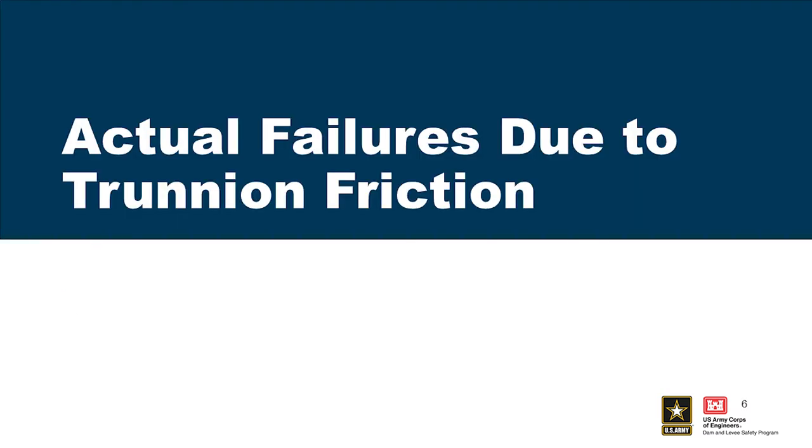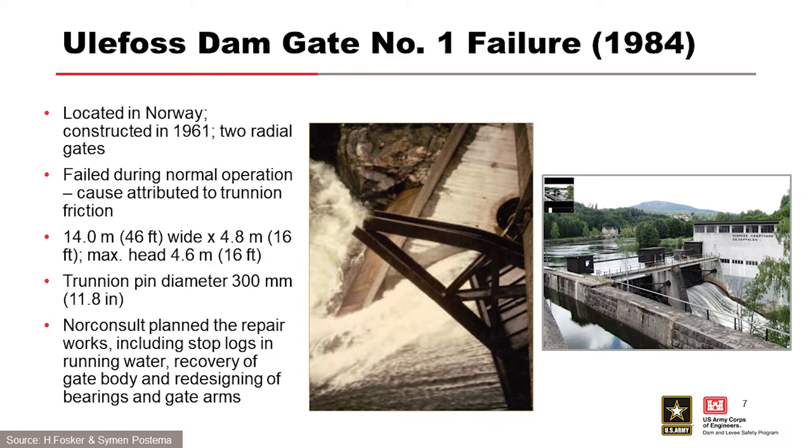So a couple of case histories that we have, a couple of them in other countries. This first one, Ulfoss Dam, failed in 1984. It's located in Norway, but you can see in the middle picture that the trunnion gate arm completely failed, a brittle failure, completely failed downstream, and there was a breach of the reservoir.